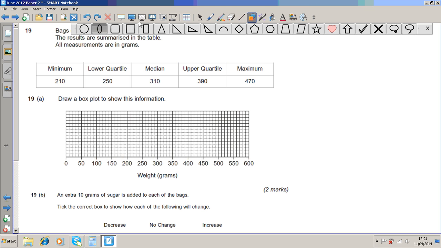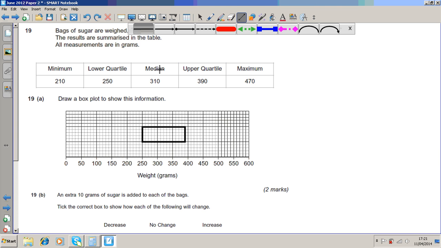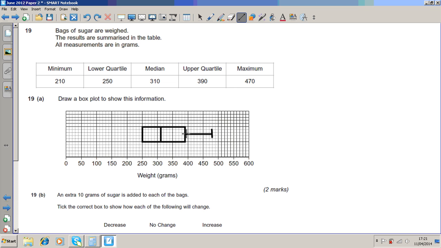Box plots. So, box plots. Your lower quartile and your upper quartile make your box up. So we'll put it here. 250 to 390 is there. Your median is 310 is there. And then your maximum and your minimum. So 470 is there. Here's your maximum, and your minimum is 210. It's going to be there.